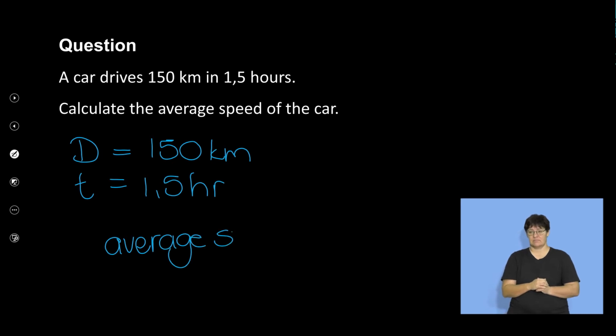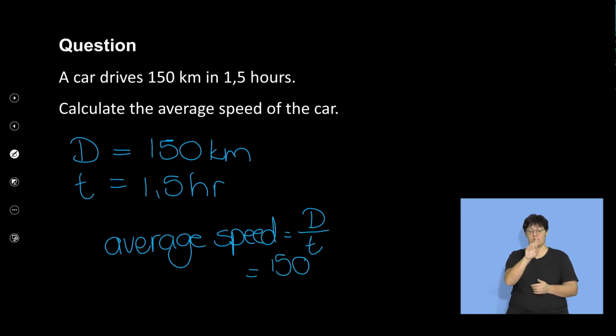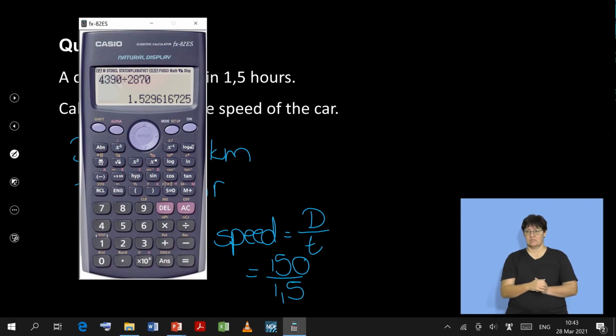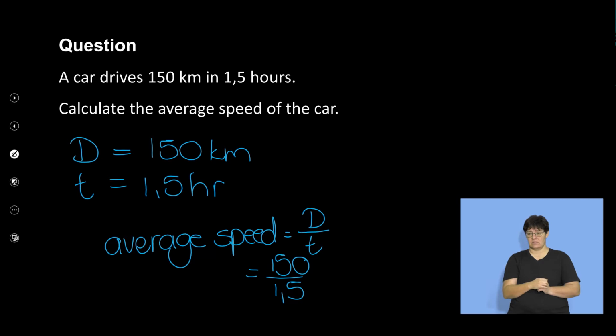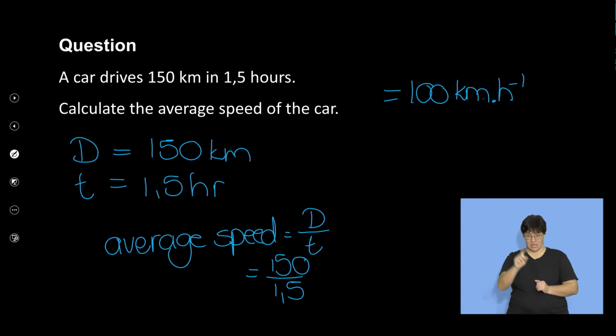So average speed, we're going to go distance divided by the time. So it's 150 divided by 1.5. Definitely need my calculator for this. Okay, so we've got 150 divided by 1.5, and I have 100. Now, I've run out of space. I should have done this better. You would do it underneath. So I get 100 kilometers, make sure it's an m, per hour, and it's to the -1. That's fine. That's the average speed.